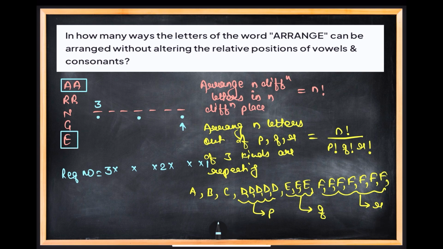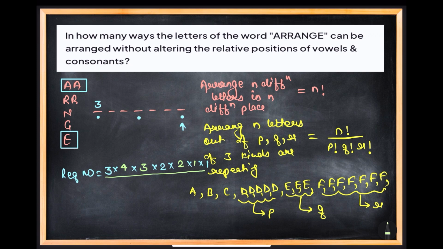Now look at this. Now focus on the consonant places. For this place, you have 4 choices. For this place, you have 3 choices. For this place, you have 2 choices. And for this place, you have 1 choice. So this is the arrangement of consonants and vowels.